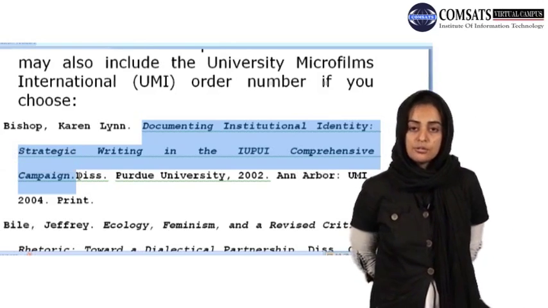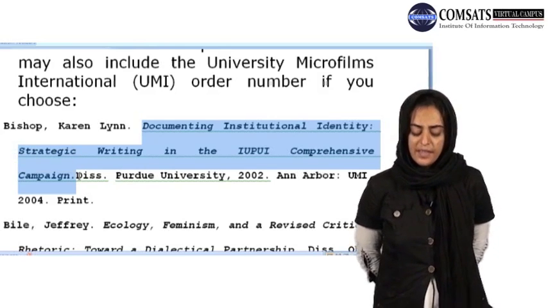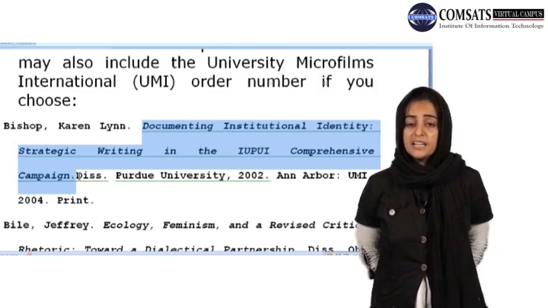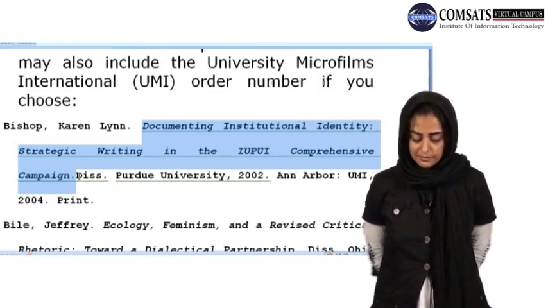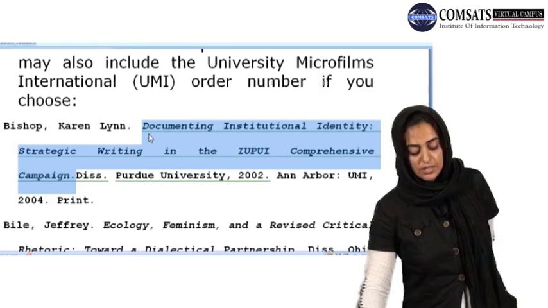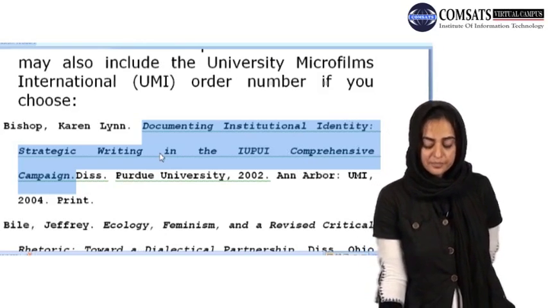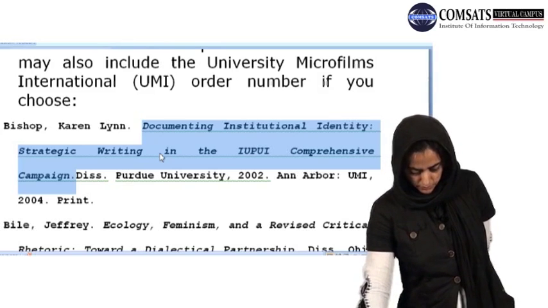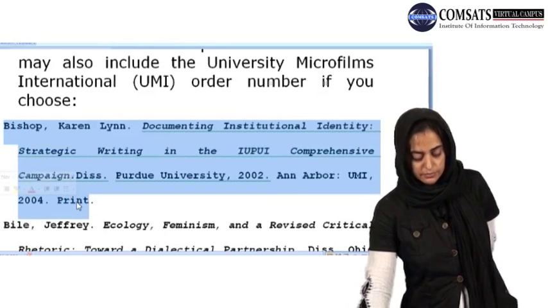If the thesis or the dissertation from which you have picked up a particular piece of information is published, then the title of the thesis in the detailed reference would be written in italics. As you can see on the screen, this title, Documenting Institutional Identity: Strategic Writing in the IUPUI Comprehensive Campaign, is in italics. That means this thesis is published. Here in front of you on the screen.